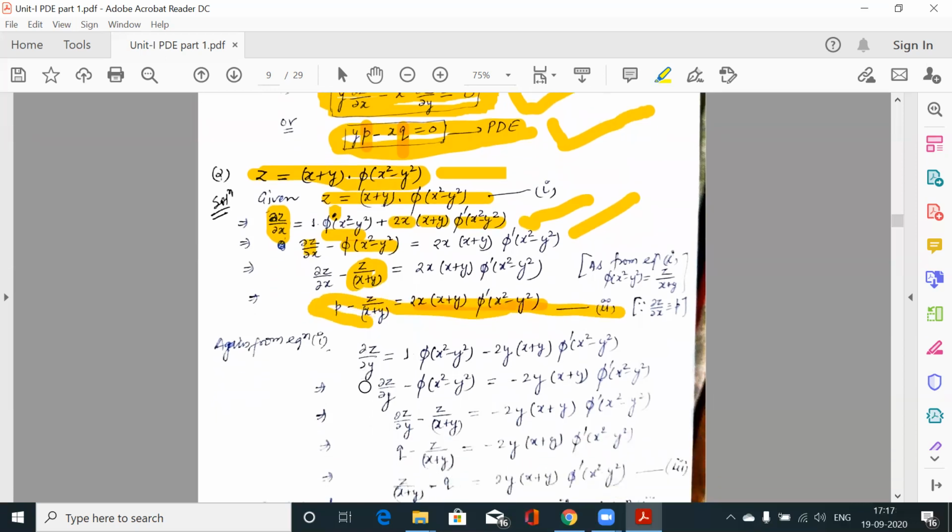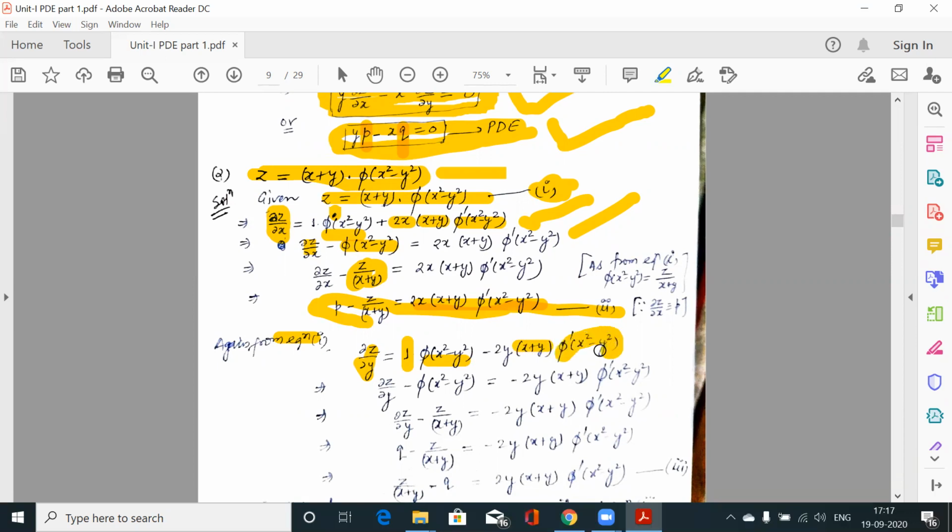Next, again, what we do, we differentiate the given equation with respect to y. So with respect to y, the differentiation is del z over del y. Both components include y. Here in the first component y is there, in the second component y is there. So we'll differentiate it by the first into second function. So x plus y differentiation is 1 with respect to y, phi is as it is. Second, x plus y is as it is, and differentiation of phi.